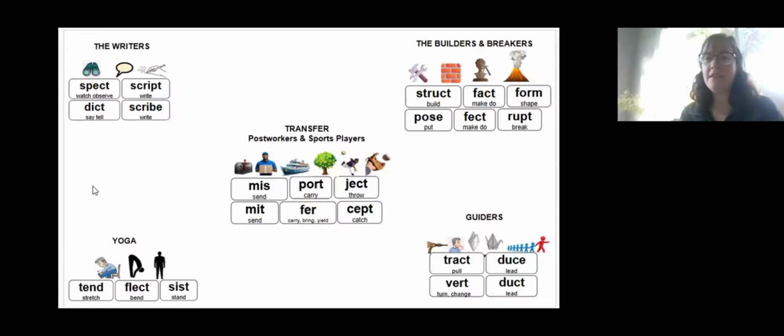Over on the right bottom, these are the guiders. They guide change. Tract is to pull. Vert is to turn your head or turn or change, which is why I have the origami here, because that is also a method of changing something. And duct and duce are to lead.